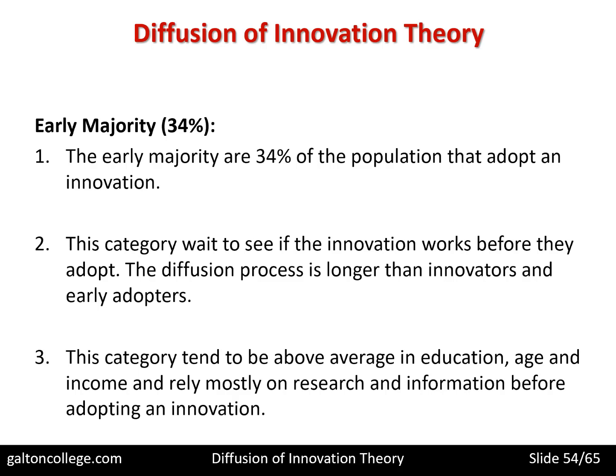They tend to be above average in education, age, and income, and rely mostly on research and information before adopting an innovation. So they're much more astute. They're not impulsive. The innovators are impulsive. They won't rush straight in and buy it. The next category waits to see a little, gets some information before they adopt. But this lot, the early majority, well, they are doing their research.